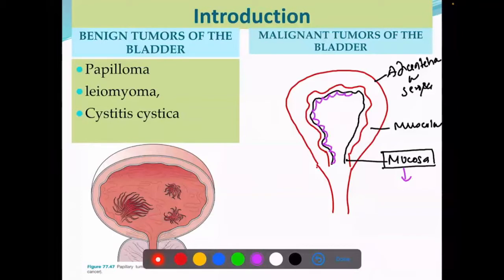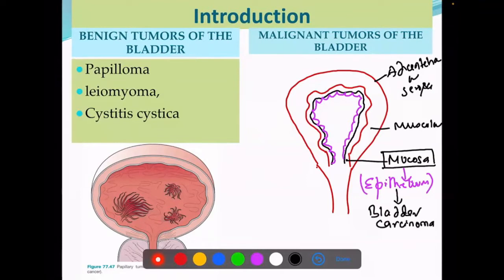So the most common variety of cancer that arises from the bladder is from the epithelium. Okay, that's why, when any cancer arises from epithelium, we give the name carcinoma, right? So bladder carcinoma means a malignant tumor arising from the epithelial surface.